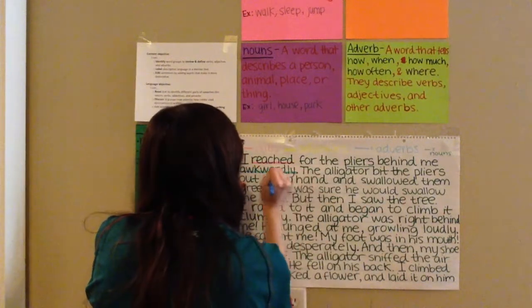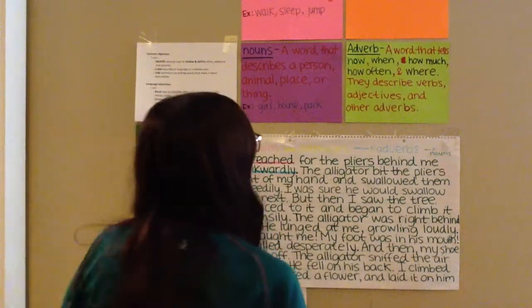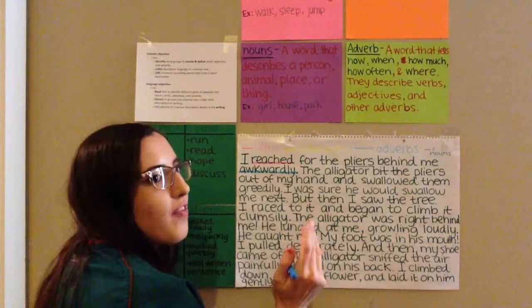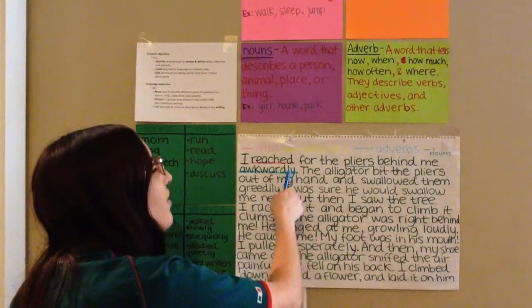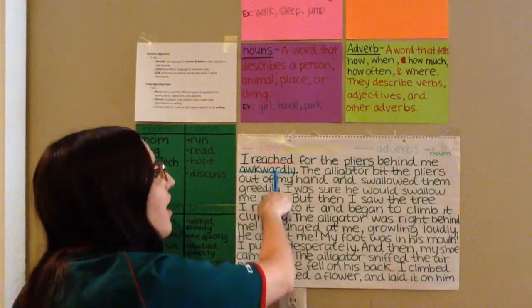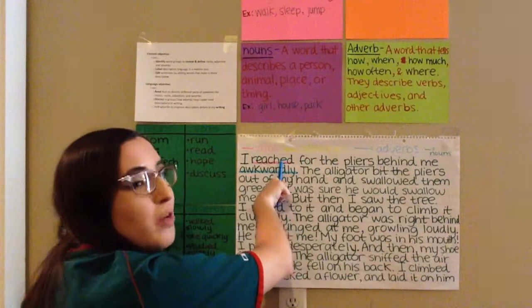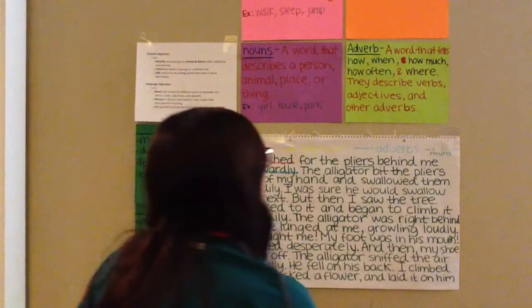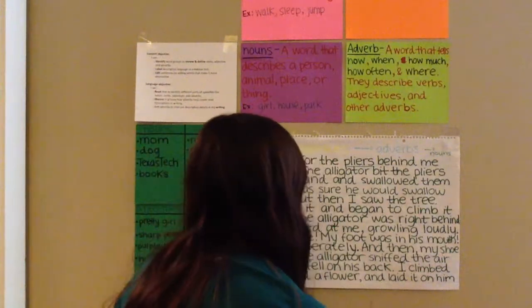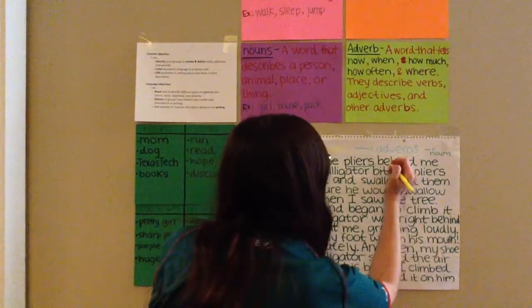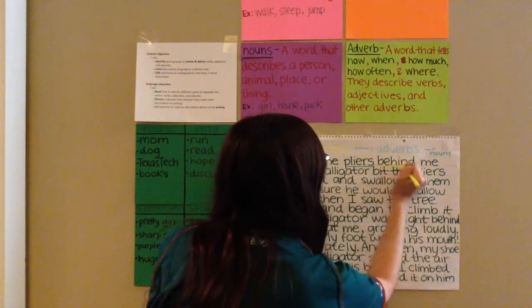So since I know that adverbs modify either a verb, an adjective, or another adverb, I have to see if I have an adverb, then I must have one or the other. Here I see that this adverb is modifying a verb, reach, because I know that he reached for them awkwardly. Okay, do we see any adjectives? Okay, behind is telling us about where the pliers are. Good.